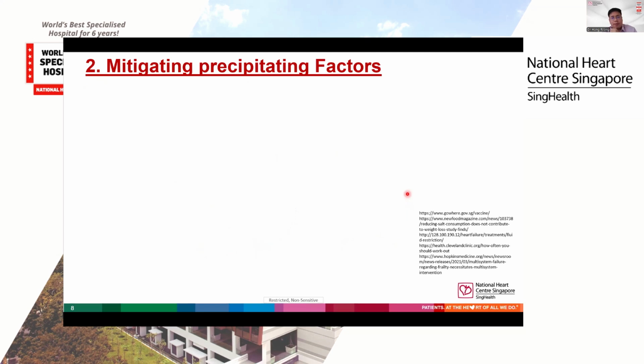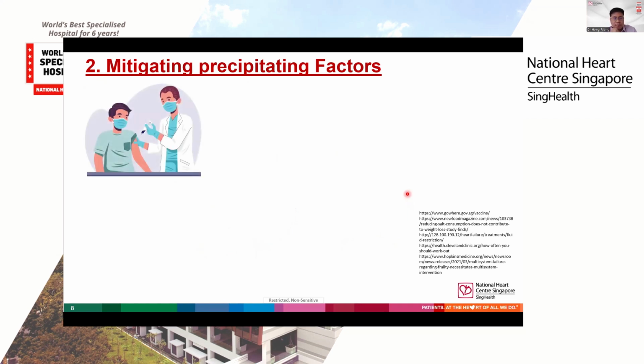Okay. So now that we've talked a little bit about managing the underlying causes, let us talk about mitigating precipitating factors. This means that in patients who already have heart failure, there are some risks that can make the heart failure become worse and cause acute fluid overload, where the patient ends up with an additional buildup of fluid in the body. Some of the things that have proven efficacy include vaccinations against influenza in particular and pneumococcal.